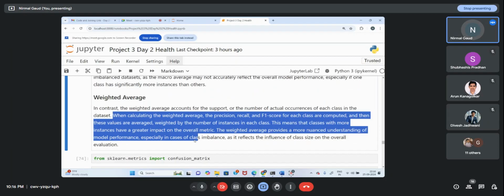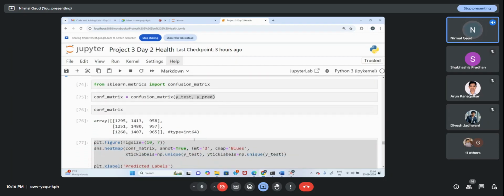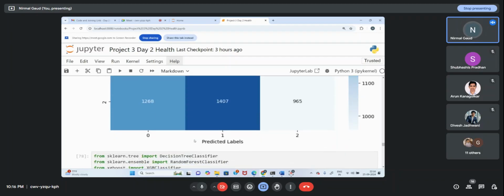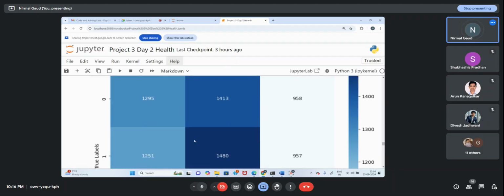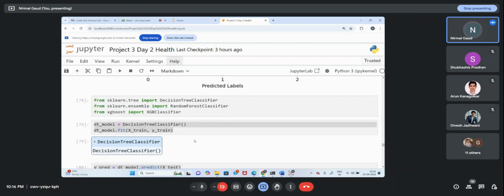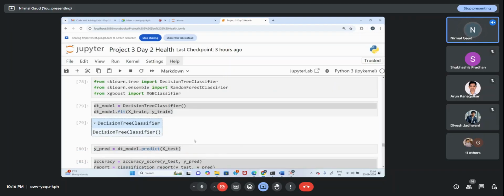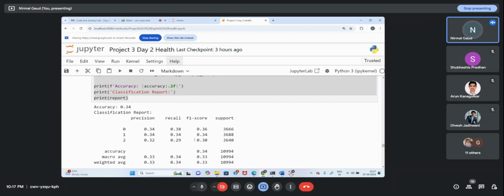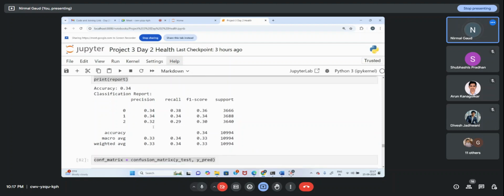Then I applied other algorithms also, so 34% only I'm getting. I applied other algorithms also. Okay, here I drew the confusion matrix for it. Using other algorithms like decision tree, random forest, boosting algorithms, same thing I did. Decision tree 34%, still no increase in the performance. Decision tree is also like 34% only. However, these values got changed.